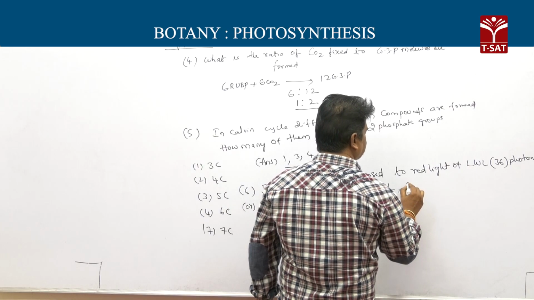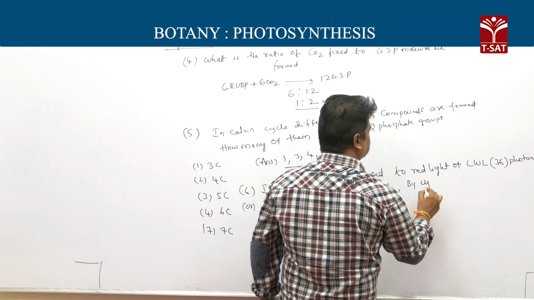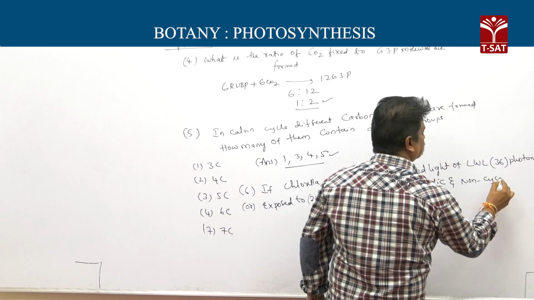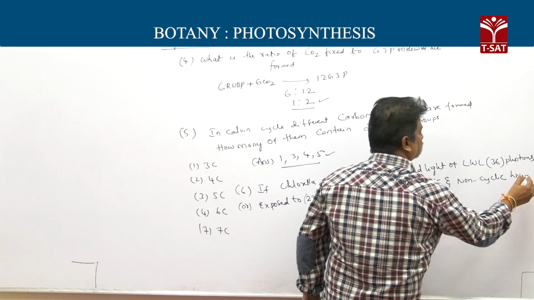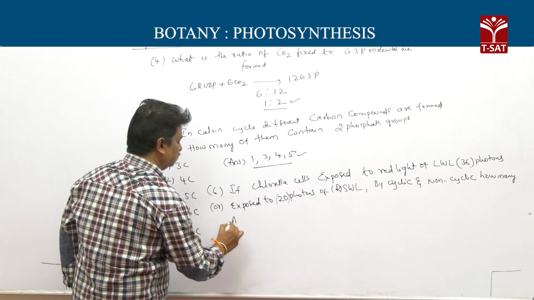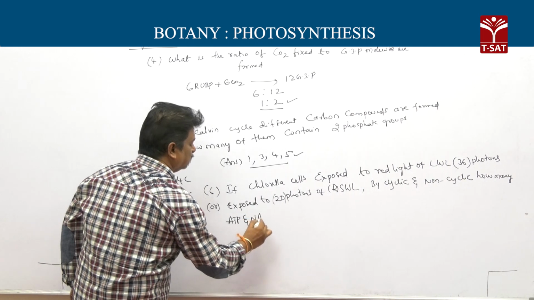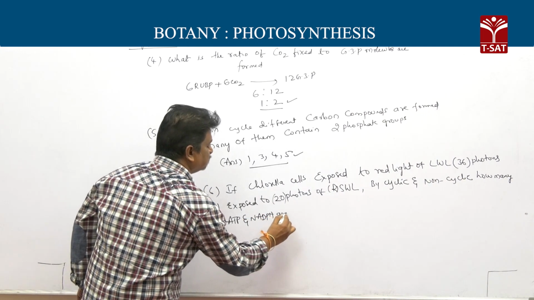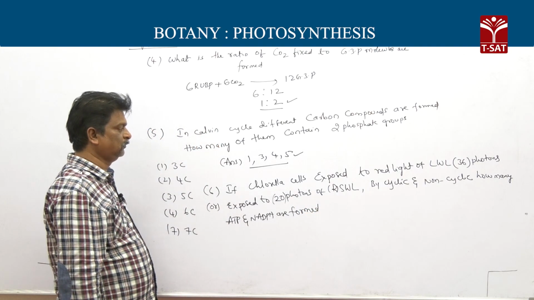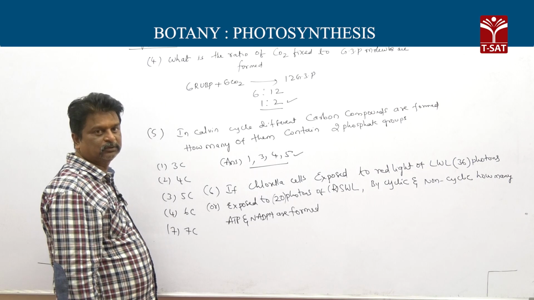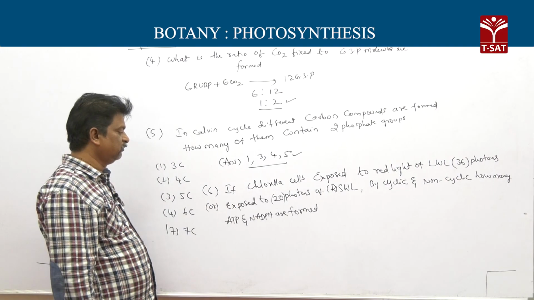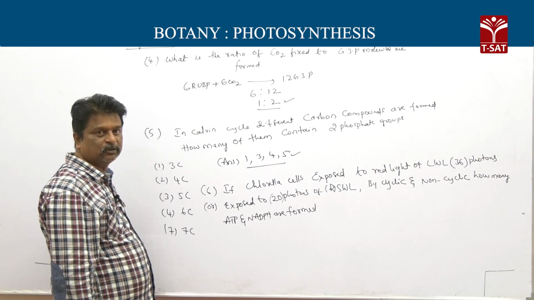By cyclic and non-cyclic, how many ATP and NADPH are formed? So longer wavelength 36 photons, shorter wavelength 20 photons.